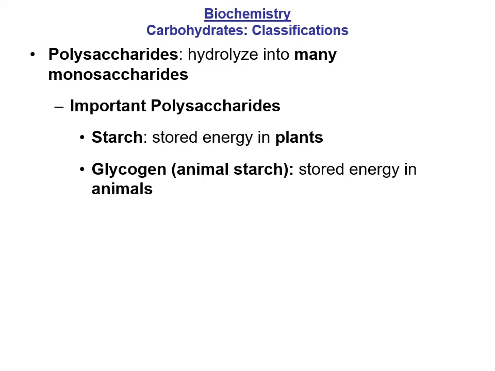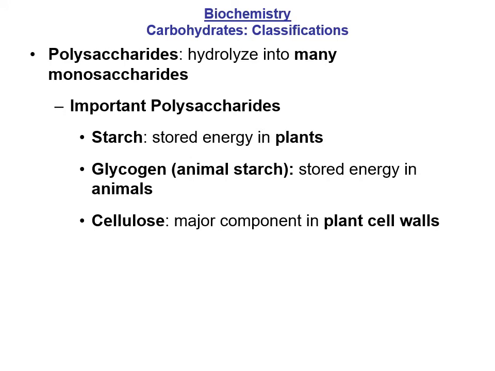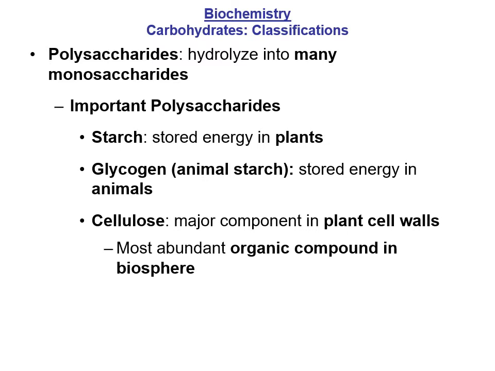Another really important polysaccharide is cellulose. Cellulose is the main component in plant cell walls. It's basically wood is cellulose. We use cellulose in embalming for cavity powders as a way to suck up moisture, but also as kind of a filler. The interesting thing about cellulose is that it is the most abundant organic compound in the biosphere. The biosphere is where living things are, and so there's more cellulose than anything else.